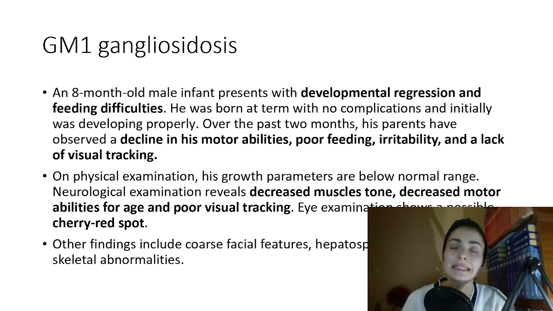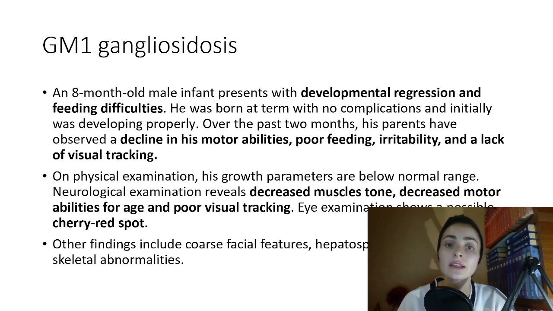Developmental regression means that the child was developing normally, and for example an 8-month-old baby should be crawling, should be sitting unsupported, even should be talking a little bit in syllables. So he should be interacting with people around him. He should be looking at objects with interest. So he was doing all that, but he lost all of these abilities.